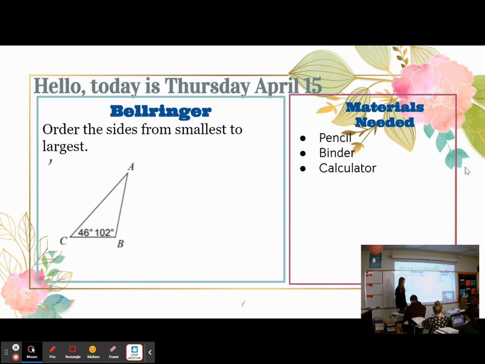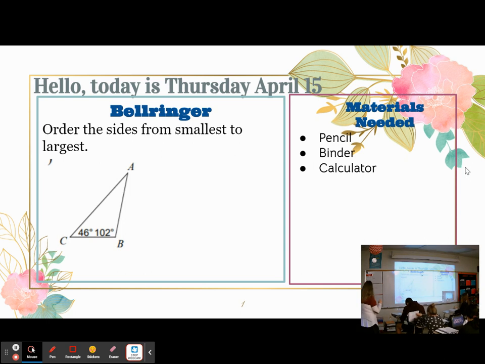Thank you. Abby, tell us, do you agree or disagree? I agree. Yeah, very good. So first you have to find the missing angle, and then the smallest side is opposite the smallest angle. And since A is the smallest angle, CB would be the smallest side. And since B is the biggest angle, CA would be the biggest side. Okay, perfect. What questions do you have on the bell ringer?